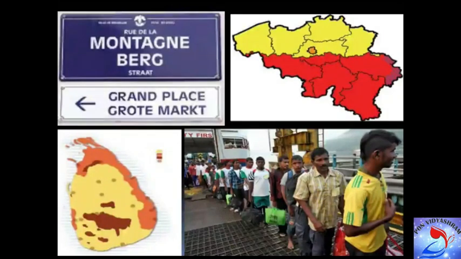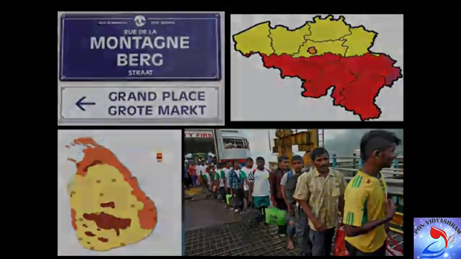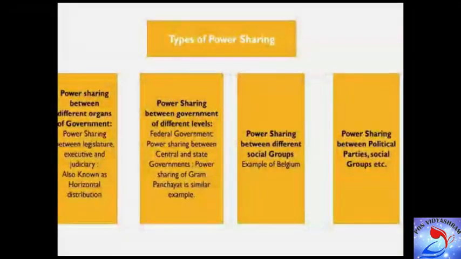Then we saw two reasons for power sharing. What are they? Prudential and moral reason. Then the different types of power sharing also we saw. Horizontal, that is power sharing among legislature, executive and judiciary. Then among the different levels of government, central, state and local governments. It is known as vertical power sharing. Then power sharing among different social groups. Lastly, we saw the sharing of power among political parties, pressure groups and movements.